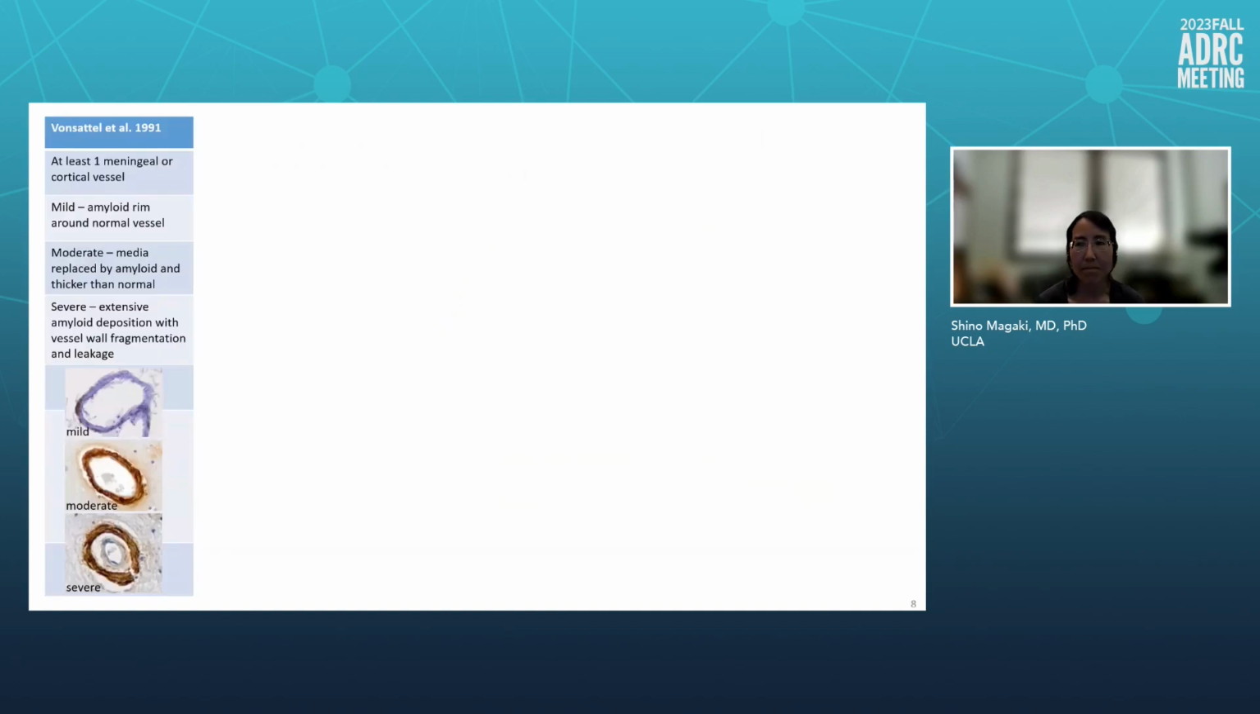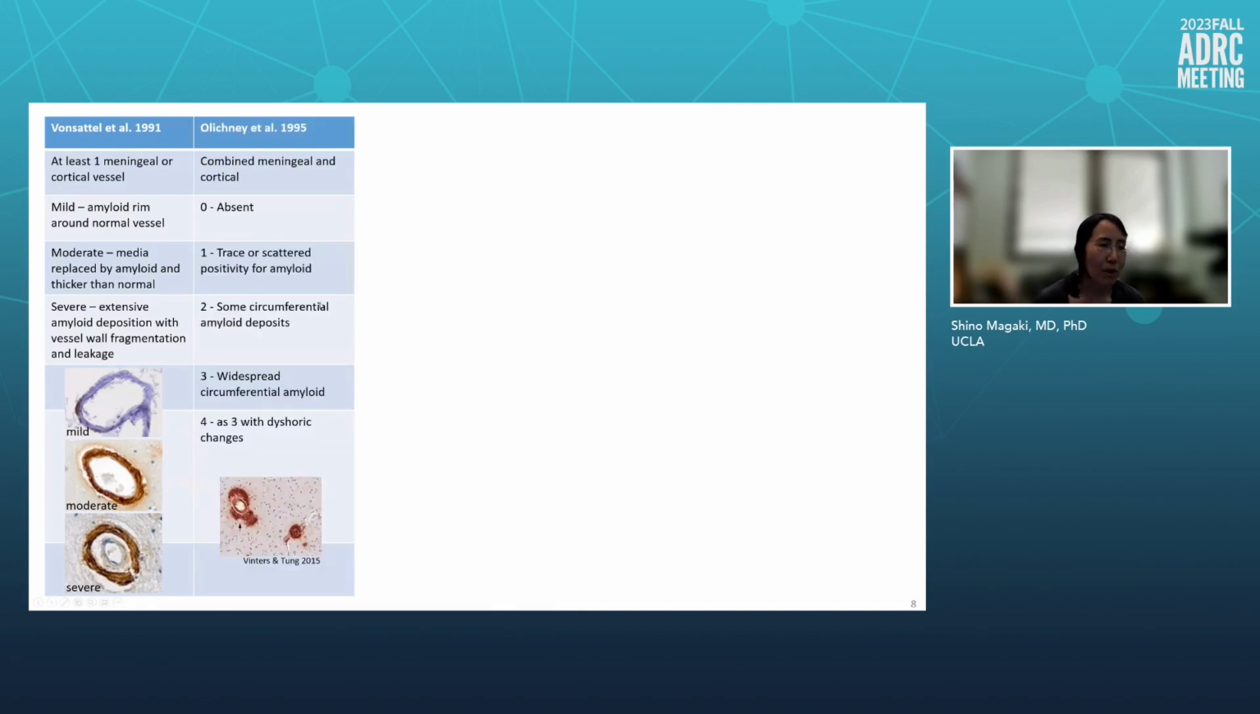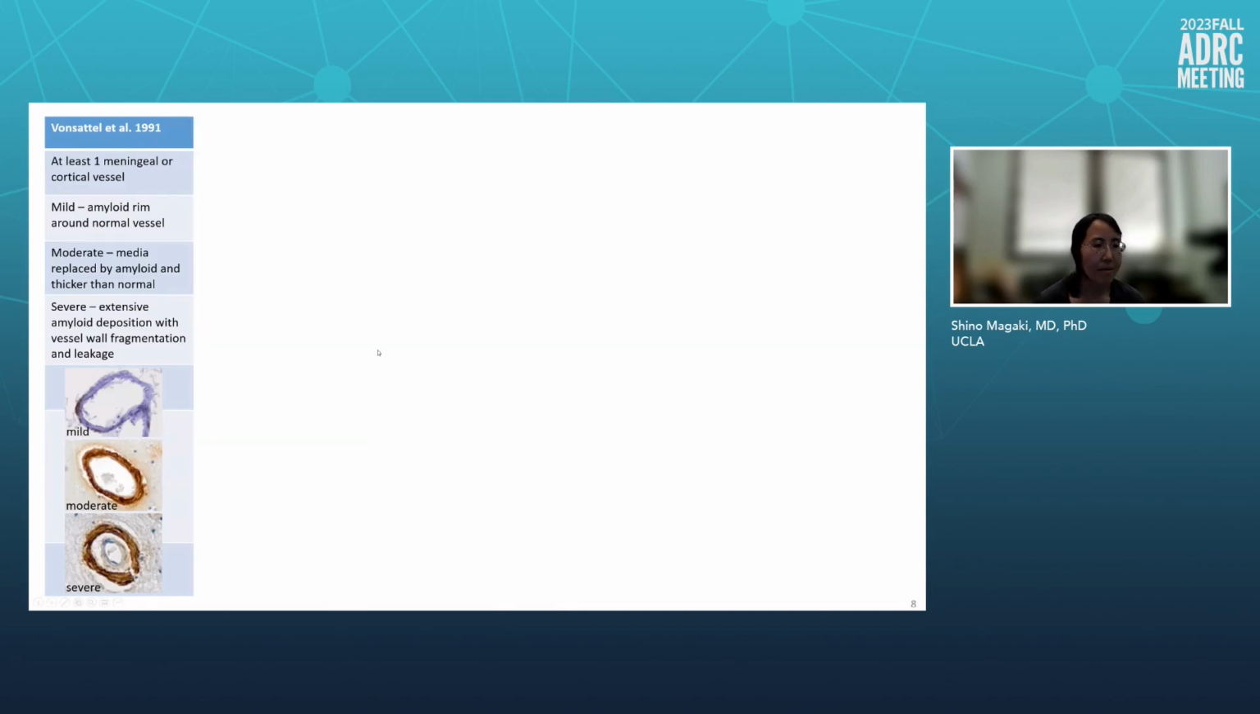So there have been various grading schemes for CAA over the years. The first one was by Von Sattel, in which he graded CAA as mild, moderate, and severe, including secondary changes due to destruction of the vessel wall in severe.